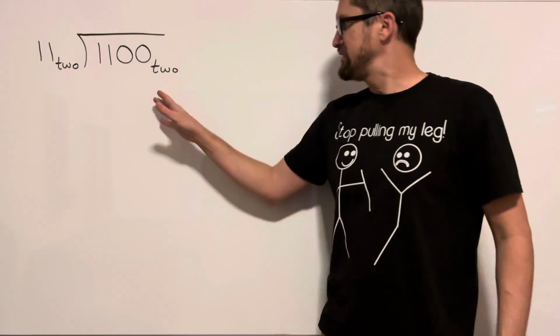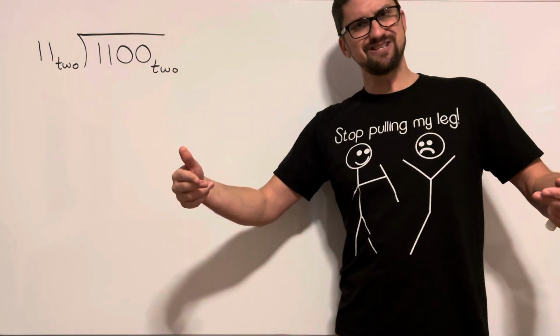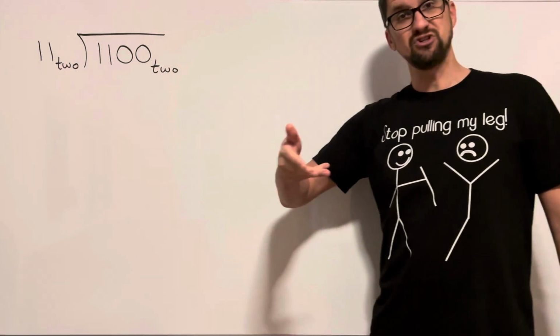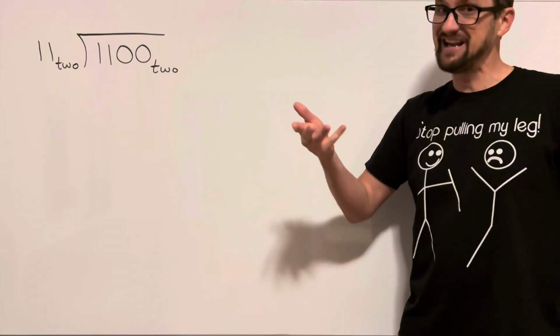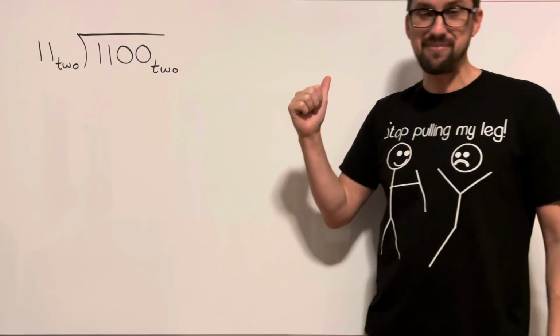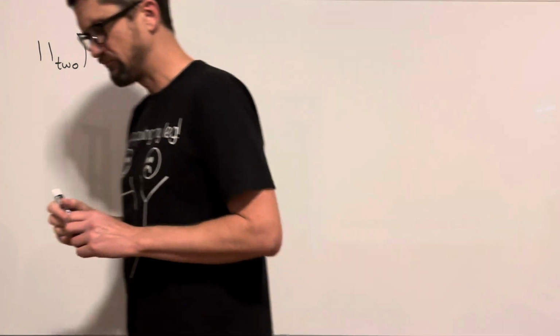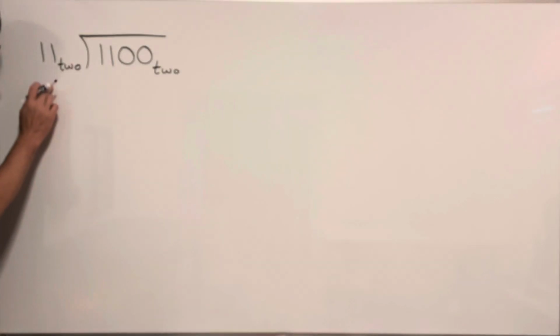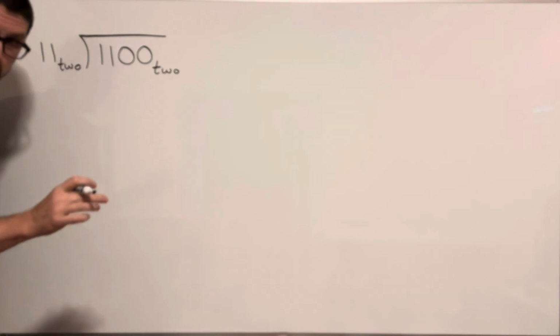The way I'm going to do this is I'm going to convert both of these base 2 numbers to base 10 numbers and then divide, get an answer, and then convert that back to base 2. All right, so let's start off by converting 11 base 2 to base 10.